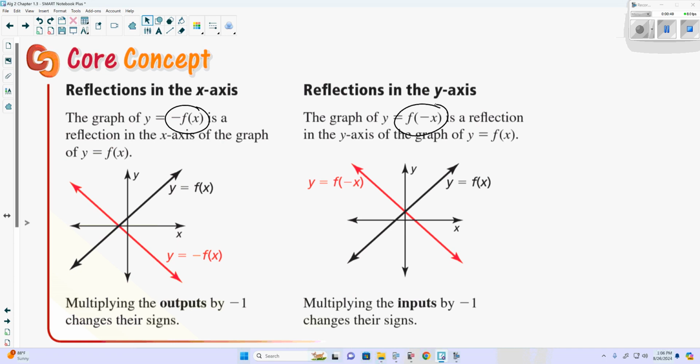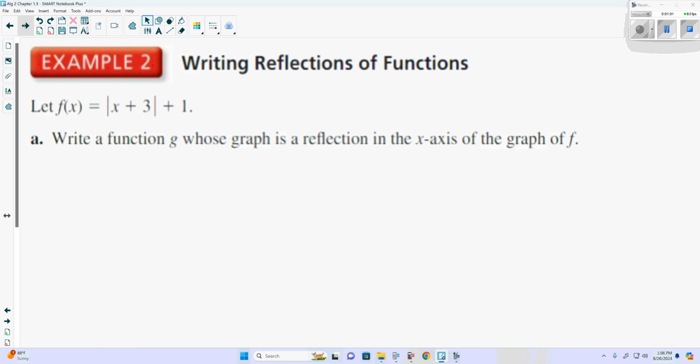So if it talks about a reflection across the x, we're going to use negative f of x. If it talks about a reflection across the y, we're going to use f of negative x. We're going to use one or the other for these two here. Now again, it's going to make more sense when we actually do this here.